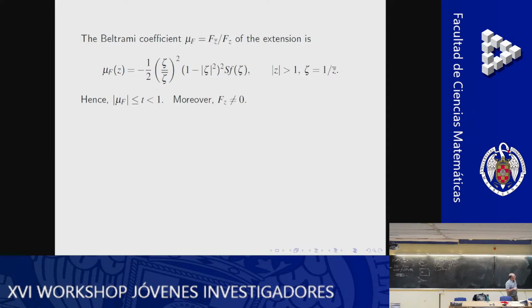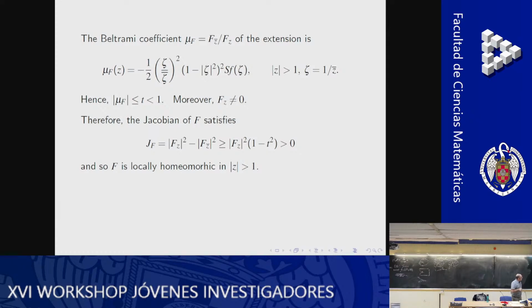You can also show that the analytic derivative of the extension does not vanish. And therefore, the Jacobian of the extension is bigger than or equal to this expression, which is strictly positive. So therefore, this is a local homeomorphism in the exterior of the unit disk, and therefore in the whole Riemann sphere. It's a local homeomorphism of the whole Riemann sphere. And to finish the proof comes a topological lemma. A local homeomorphism of the whole Riemann sphere is actually a global homeomorphism. The compactness of the Riemann sphere plays a role here, and this is proved by the monodromy theorem.